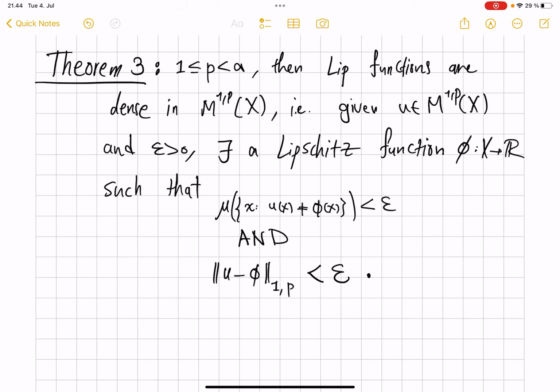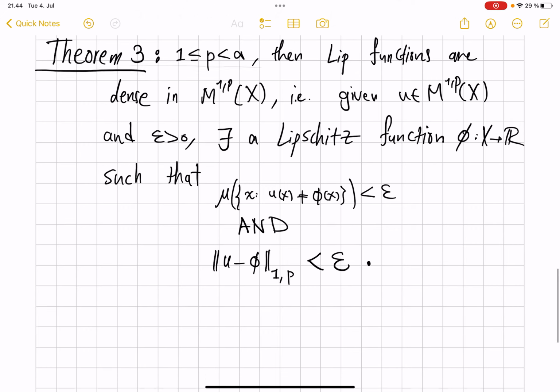And why is this nice? Because as Heinonen says in the book, Lipschitz functions are the smooth functions of the metric world. So if you like C-infinity functions in Euclidean space, then you should love Lipschitz functions on a metric space. They are very nice. They usually belong to many of the Sobolev spaces that we define. Whether they are dense is a different question. And also there are many of them.